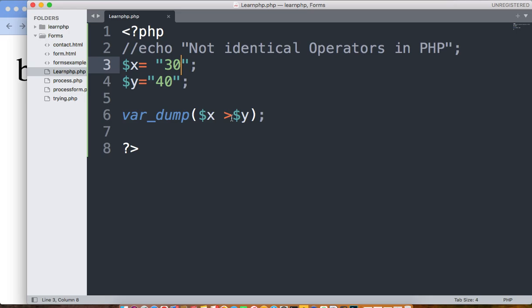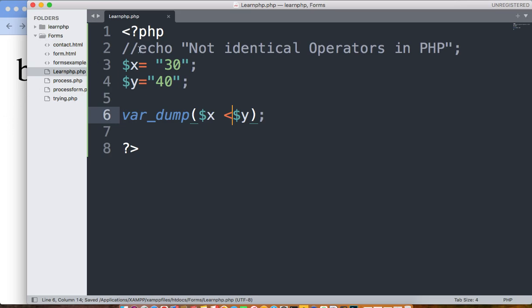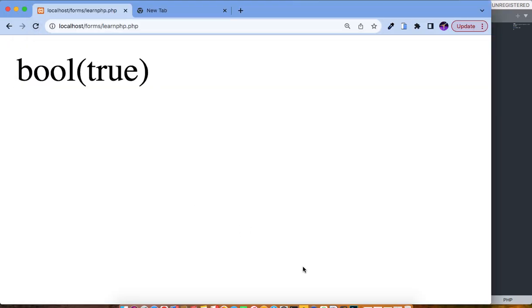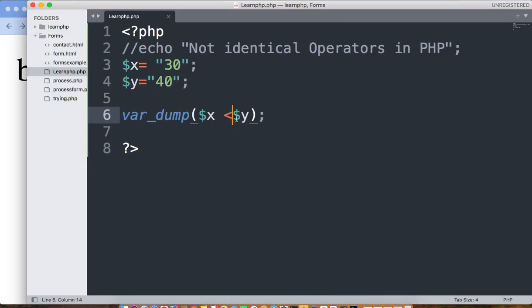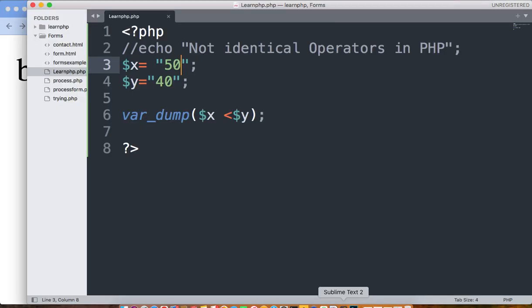The next operator we are going to look at here is the less than operator. It's just the opposite of it. The less than operator shows that if x is less than y, it is going to return true, otherwise it returns false. So it's true, yes, because x is 30 and y is 40. So the opposite is false. Are we there? If you put this one to be 60 or 50, for example, it's going to give you false because x is not less than y.